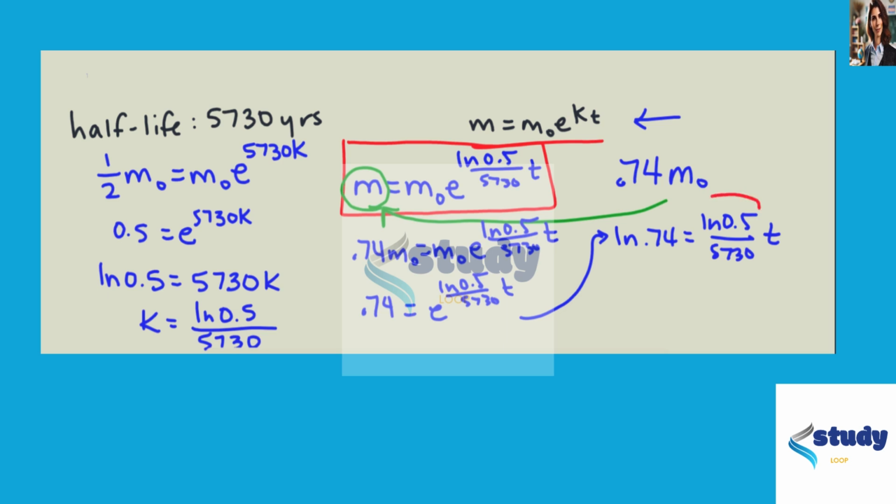So let's multiply both sides of the equation by the reciprocal of this fraction. And we end up with t equals 5,730 times the natural log of 0.74 over the natural log of 0.5. We put that into a calculator, and we end up with approximately 2,489. So that tells us that the parchment was, according to this method, 2,489 years old.